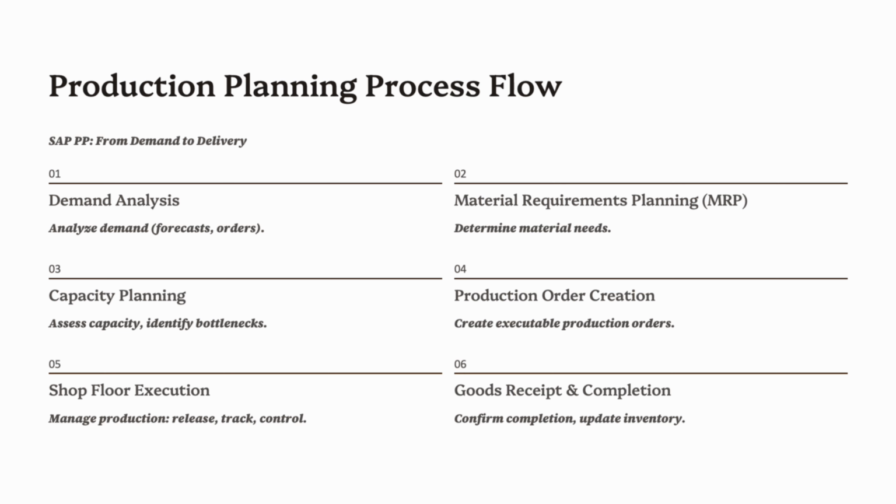Goods receipt. When the product is completed, it's received into inventory. This updates stock levels in MM and can trigger accounting entries in FI/CO. This closed-loop cycle ensures that everything, from raw material procurement to finished product delivery, is synchronized across departments.